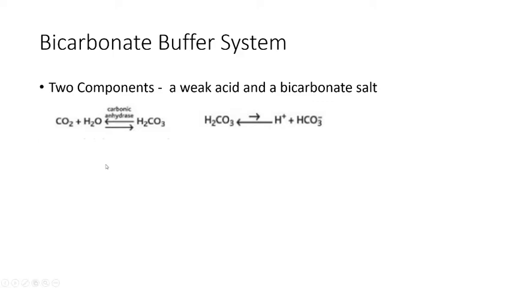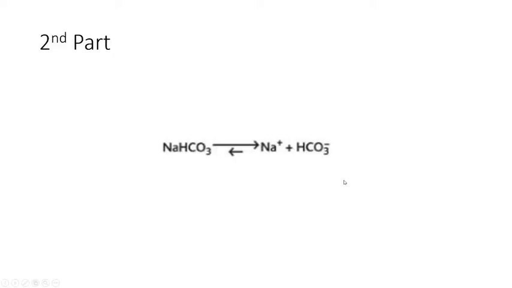This is the first component of the bicarb buffer system. The second component looks at the bicarb salt, which is predominantly sodium bicarb. This is different in that when you put this in solution, the majority of it will go to the right hand side, so you'll get a lot of it ionized and not very much of it in the unionized state, and it dissociates into sodium and bicarb.